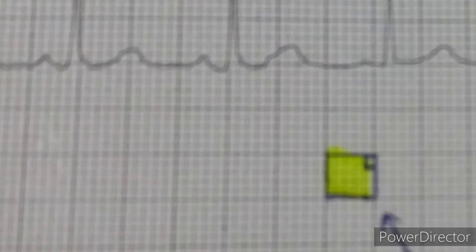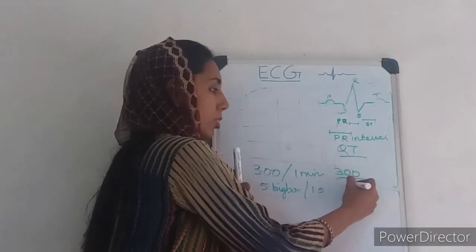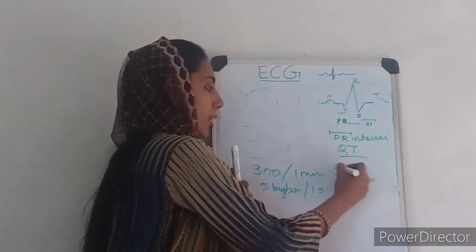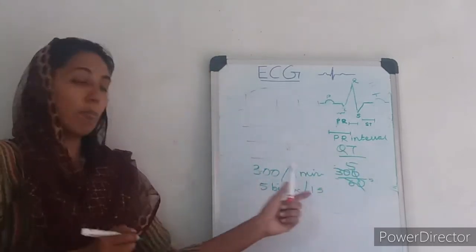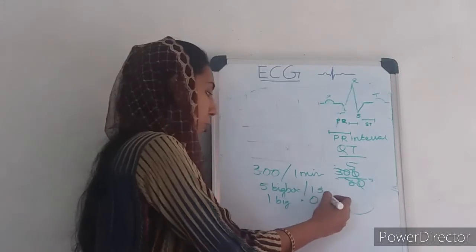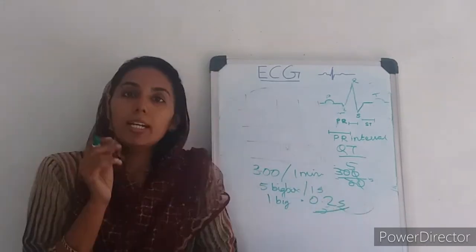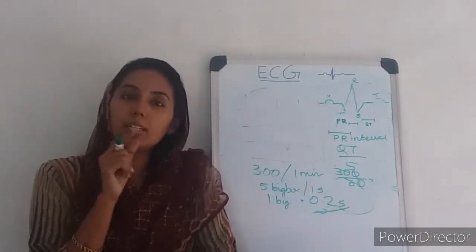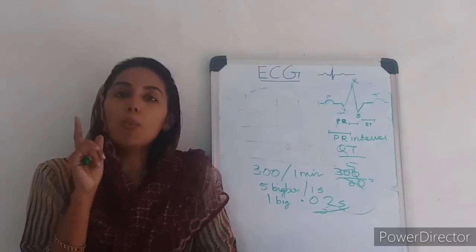So 5 big boxes will move in 1 second. That means 300 in 1 minute, 300 boxes in 60 seconds, which is like 5 big boxes in 1 second. So 1 divided by 5, it is 0.2 seconds. So in 0.2 seconds, the ECG paper will move 1 big box.